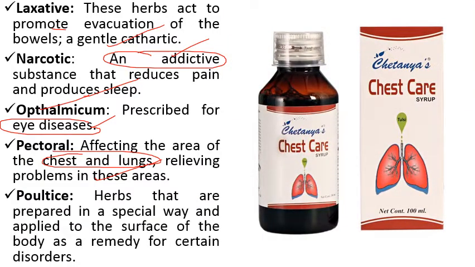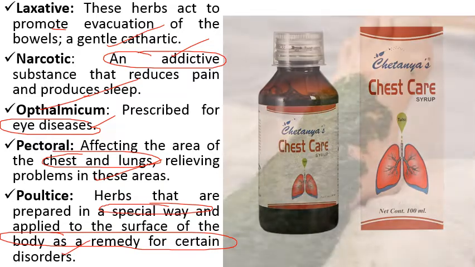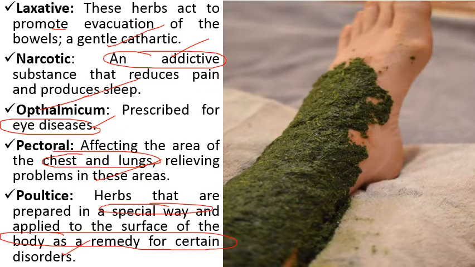Next comes poultice. So these are the herbs that are prepared in a special way and applied to the surface of the body as a remedy for certain disorders. So the herbs are ground and applied in the form of a paste over an organ of the body, that is termed as poultice. Next comes demulcent. Demulcent, these are the herbs which have a soothing effect and protect and relieve the irritation of inflamed mucous membrane. So the medicines used to relieve irritation or inflammation of the mucous membrane are commonly known as demulcent.